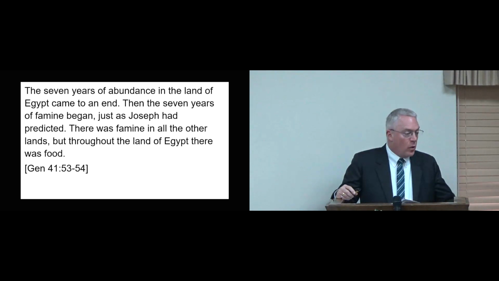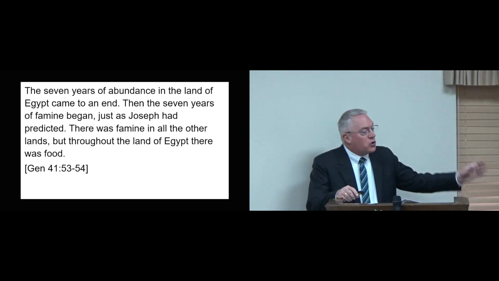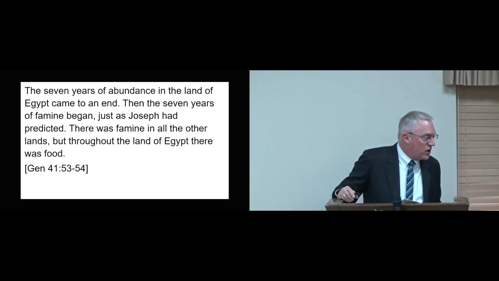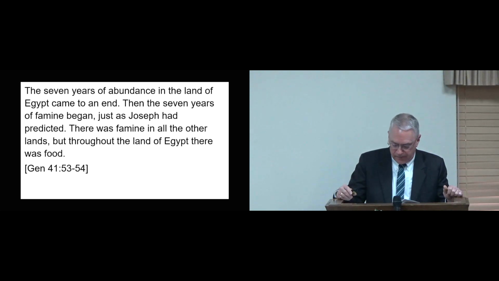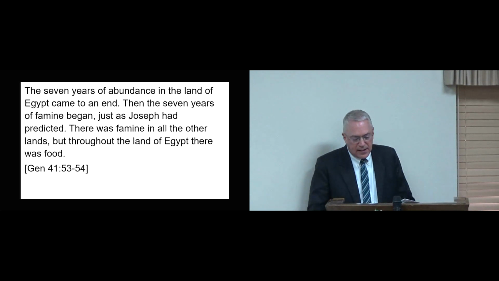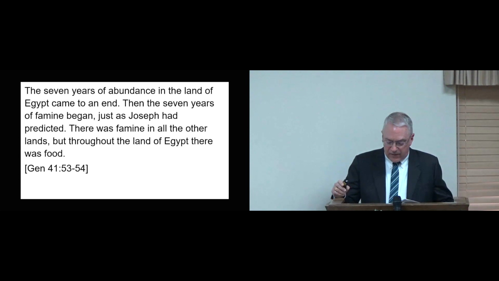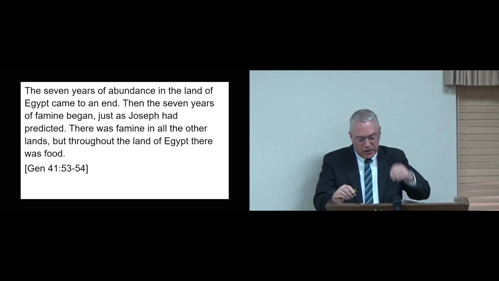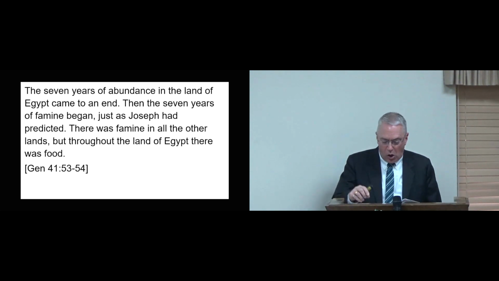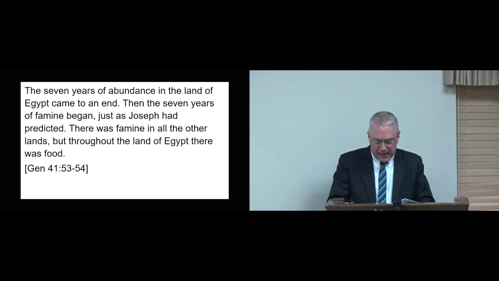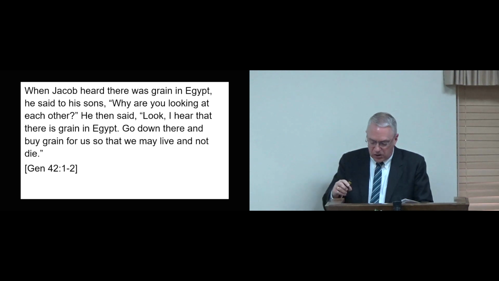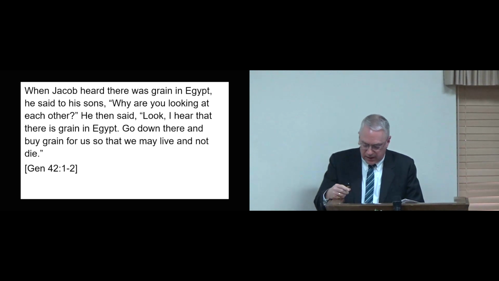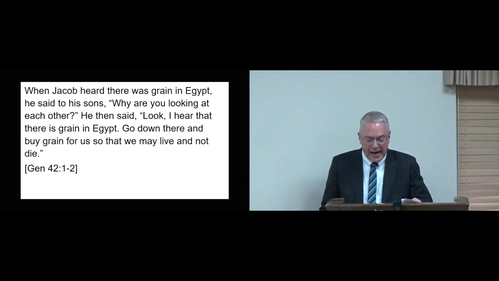Genesis chapter 41. Joseph is in Egypt. The 7 years of abundance have come and gone, and the 7 years of famine are striking. 7 years of abundance in the land of Egypt came to an end. Then the 7 years of famine began, just as Joseph had predicted. There was famine in all the other lands, but throughout the land of Egypt there was food. When Jacob heard that there was grain in Egypt, he said to his sons, "Why are you looking at each other? Look, I hear there's grain in Egypt. Go down there and buy us some grain so that we may live and not die."